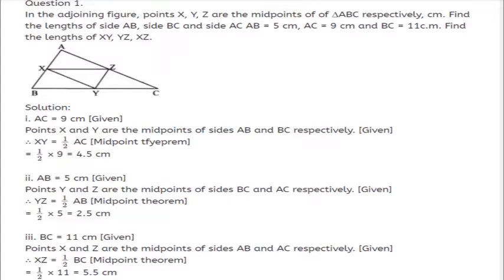Now coming to the third one. BC is equal to 11 centimeters is given. Points X and Z are midpoints of sides AB and AC respectively. It is also given. Therefore, the line segment joining the midpoints of the two sides AB and AC is XZ. It is equal to half of the third side. If you take the line segment XZ, the third side will be BC. So, by midpoint theorem we get XZ is equal to half of BC. That is half multiplied by 11. 11 upon 2 is 5.5 centimeters.